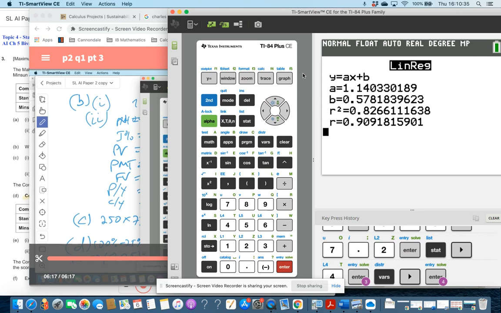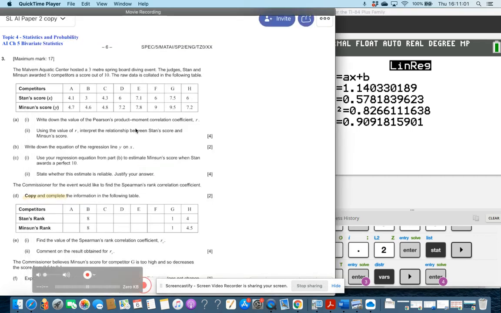Calculate. Okay, so now I see a gradient of 1.14 and the y-intercept 0.578, and I'm given the Pearson's here, which is 0.909. Okay. So the question asks, write down the value of that.